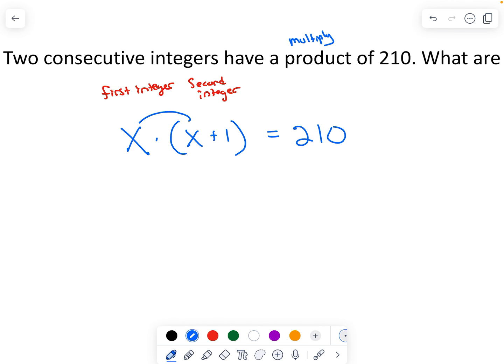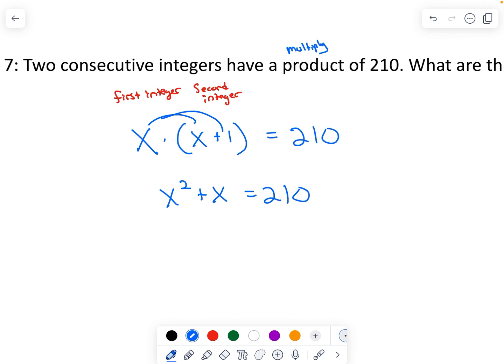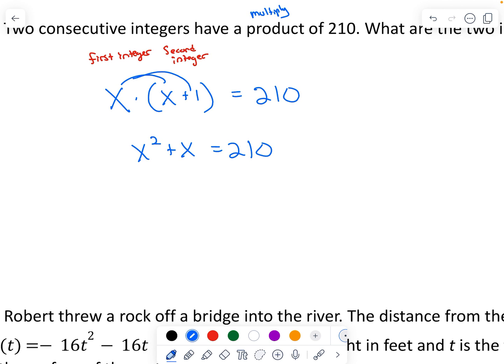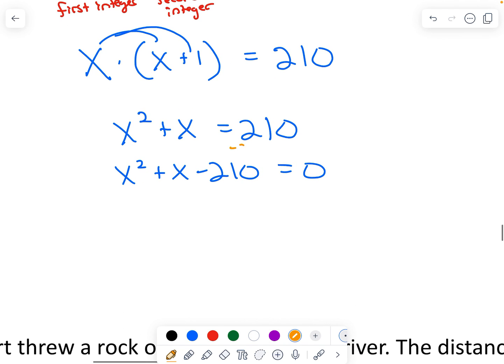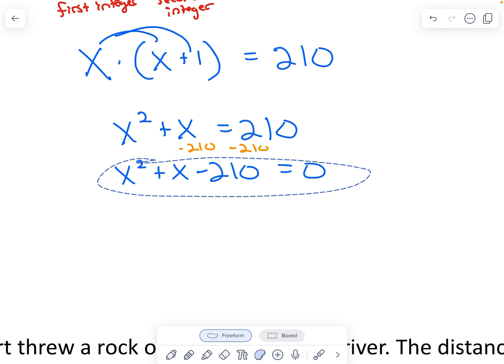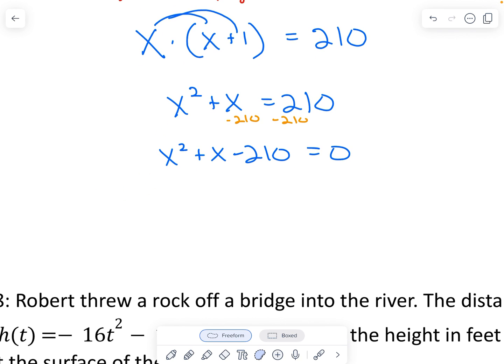So if I distribute, I get something like x squared plus x equals 210, or x squared plus x minus 210 equals 0, if I subtract 210 from both sides. So I've got a situation now where I have a quadratic that I need to solve.